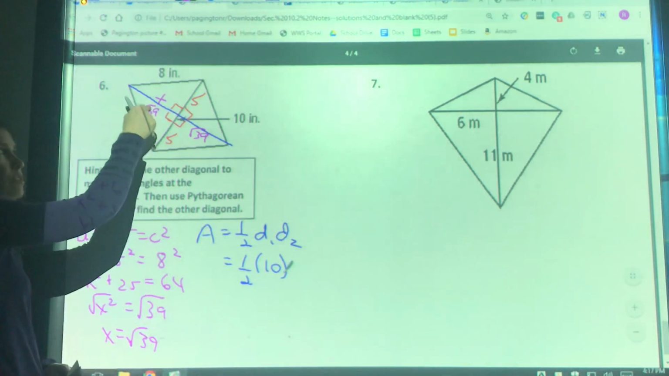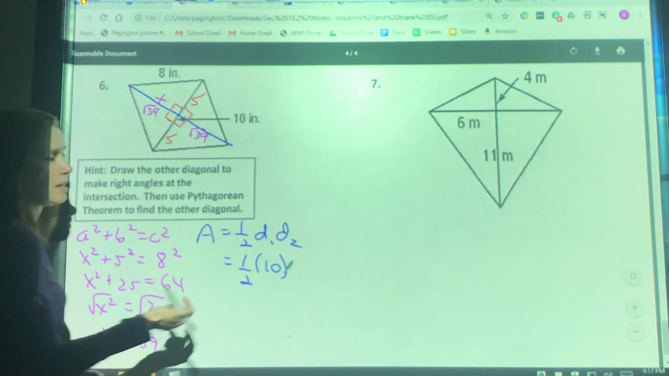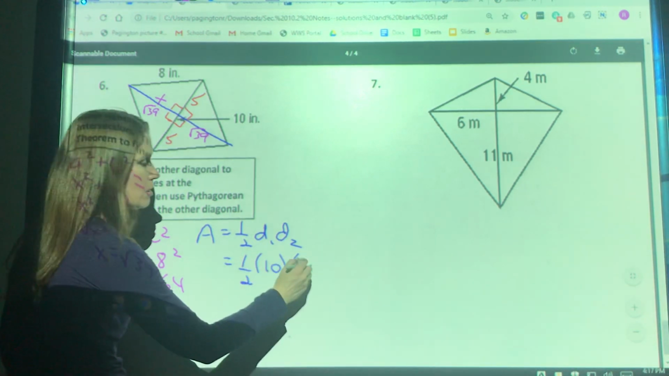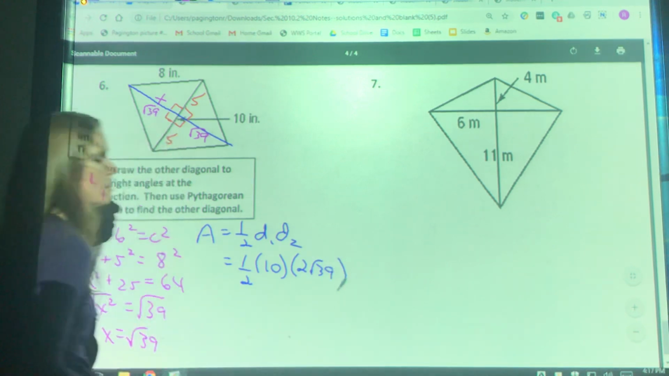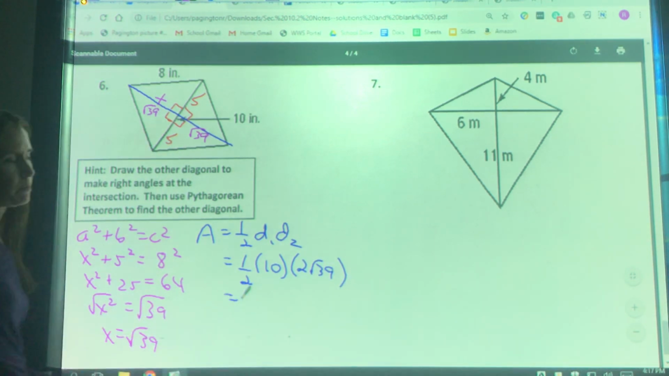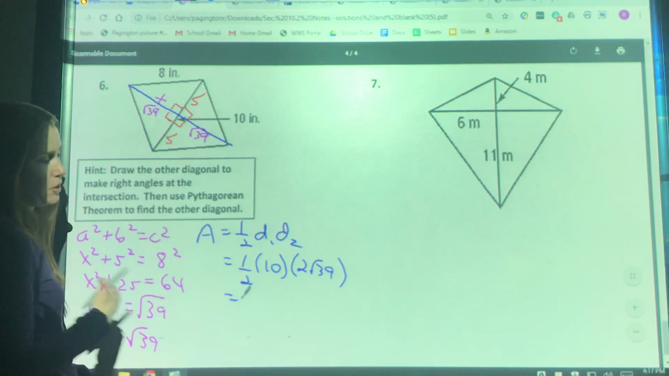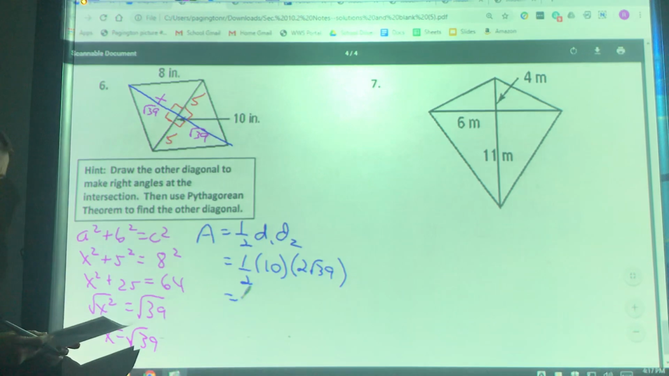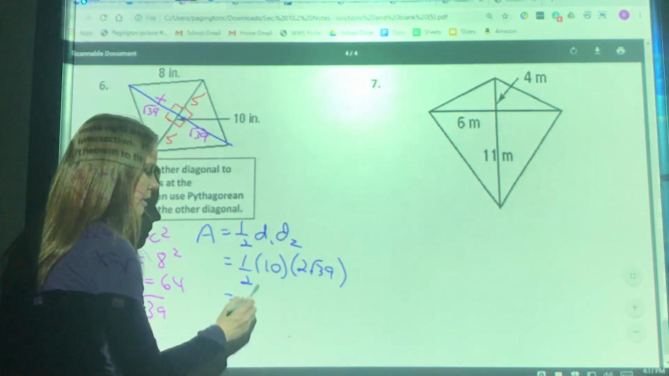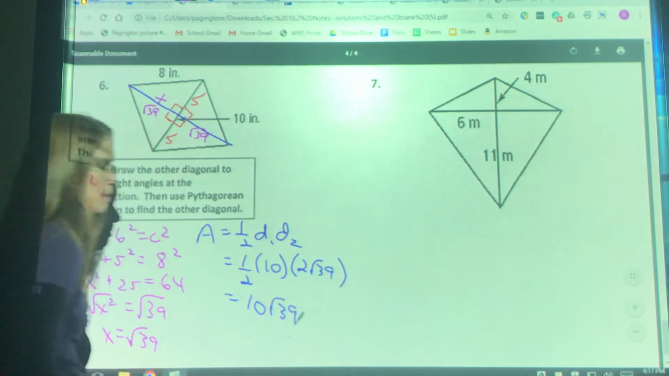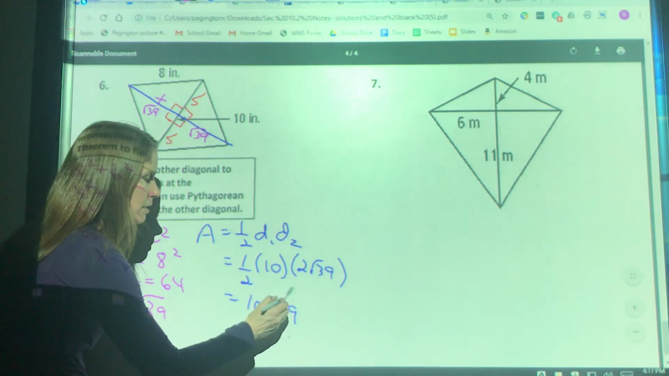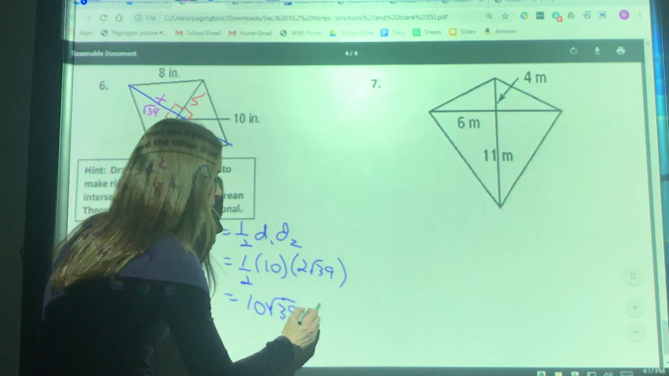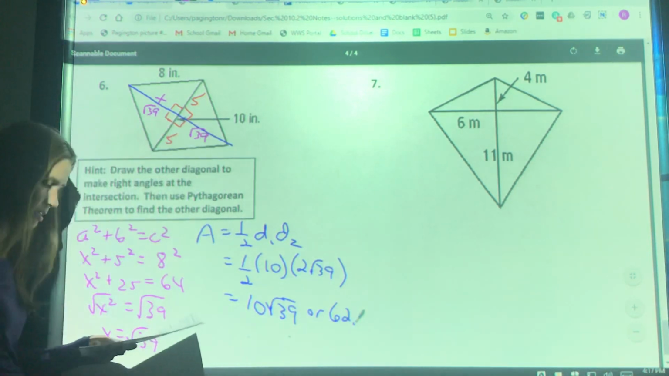My other diagonal is square root of 39 plus square root of 39, which is actually, I don't want to do a decimal at this point yet. I don't want to round and round throughout the problem, so I'm just going to write it as 2 square root of 39. And then now if I go and get that plugged in my calculator, again, I'm going to leave it in exact form first. So 0.5 times 10 times 2 equals 10 square root of 39. So that would be my answer in exact form. If I want it in decimal form, rounded to the nearest tenth, and I plug that in, I'd have 62.4 inches squared.